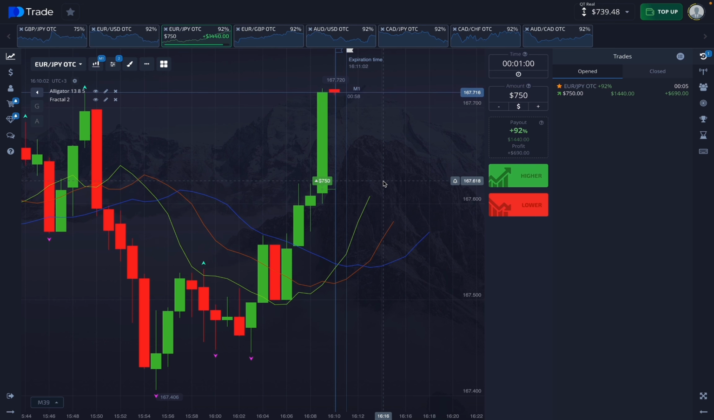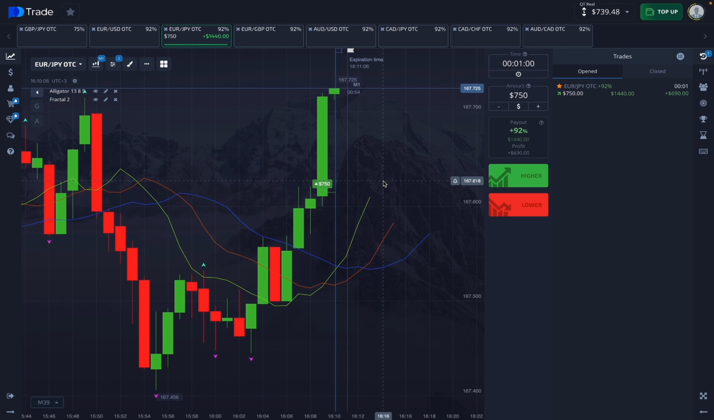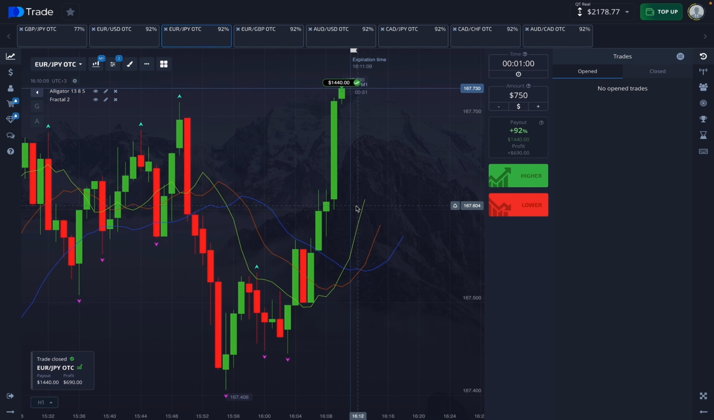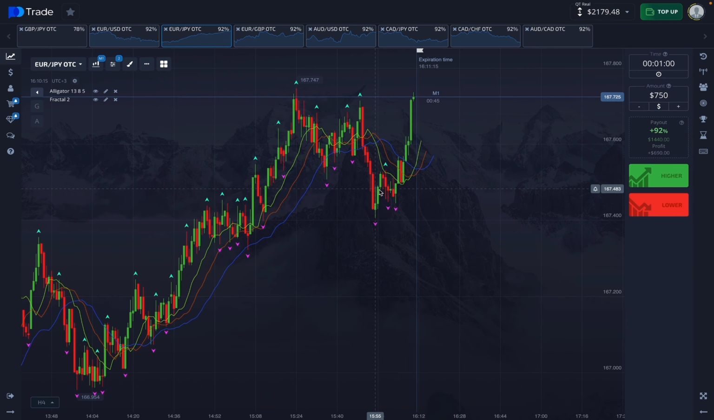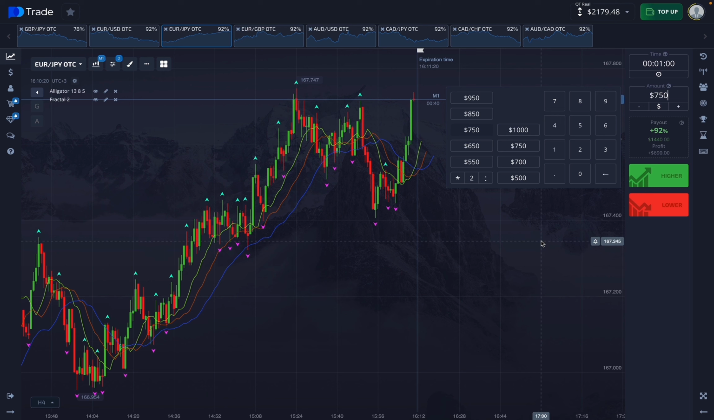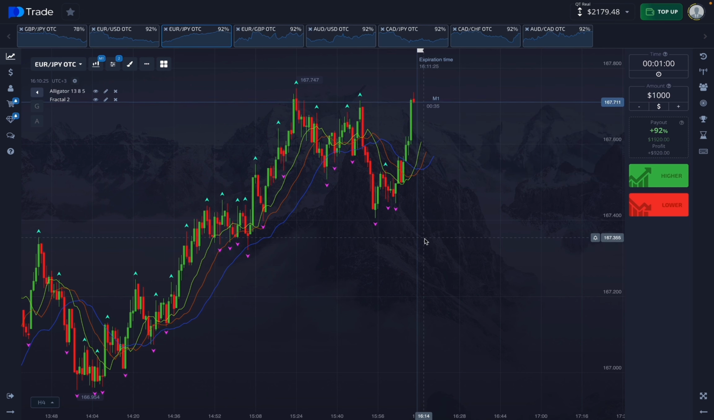Let's open another deal to consolidate the result, change its amount. We are already in a fairly good profit. We can afford to open a deal for $1,000. That's actually what I'll do now. Let's go ahead and pick the final currency pair.